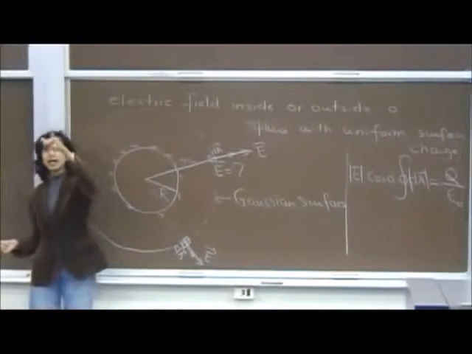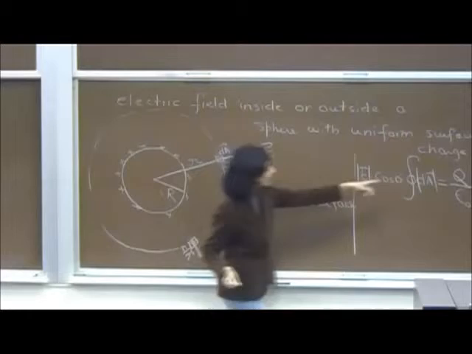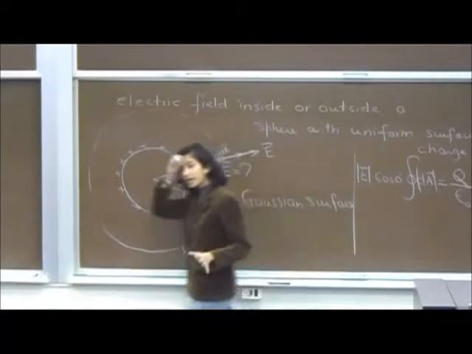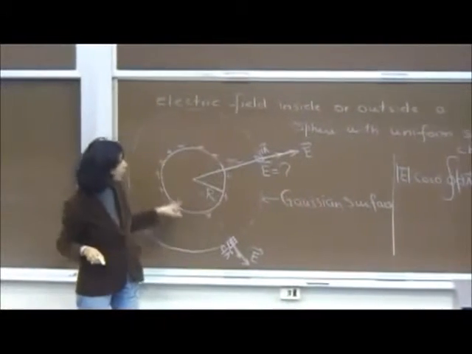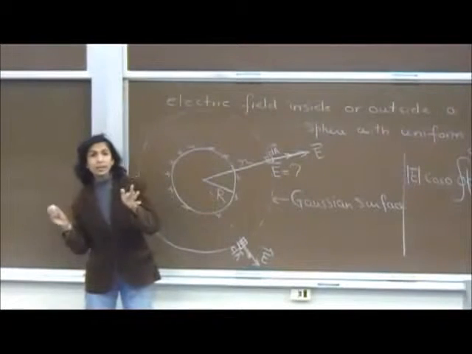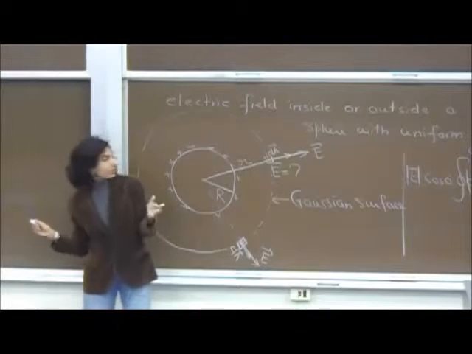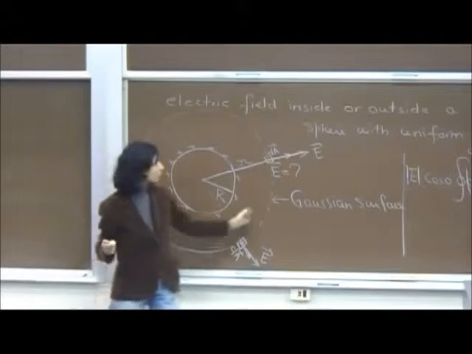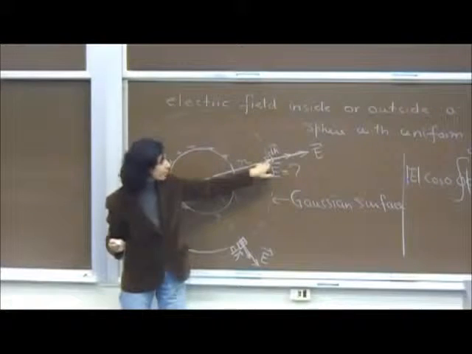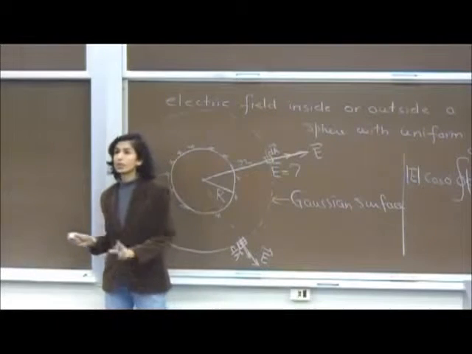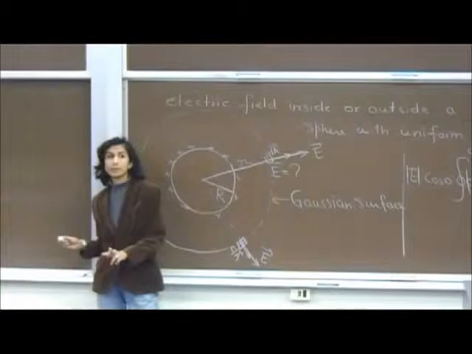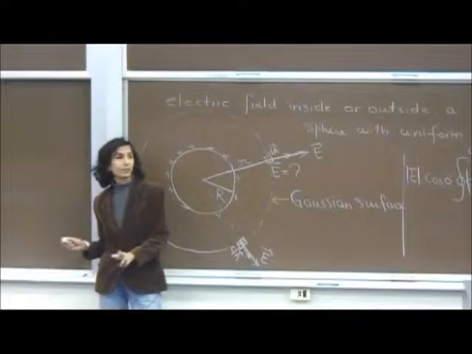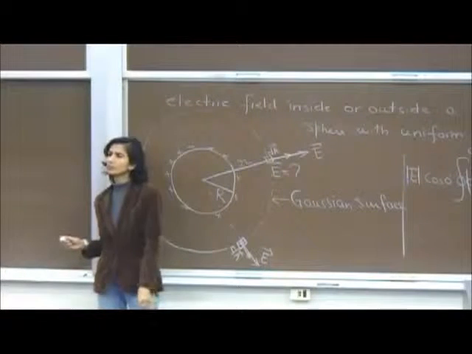I want somebody from the last row to say: this integral dA is the total area of which sphere? The real sphere on which the charges are, or the hypothetical or imaginary Gaussian sphere that you have chosen because you have been asked to find the electric field at a distance r away. Which of these is it? The Gaussian one? Excellent.